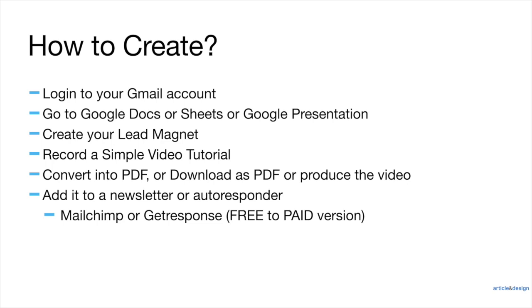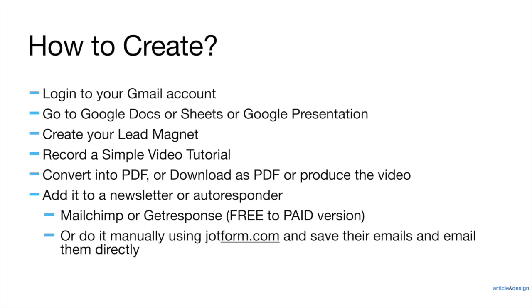I also suggest MailChimp or GetResponse because this is what we use at the agency. There is a free version that is already okay. Or you do it manually using jotform.com and save their emails and just email them directly. You can check some tutorials below on how to use your automation autoresponder. I'm not going to dive into details on how to do that because it's pretty straightforward. Okay, so I suggest using MailChimp or GetResponse.